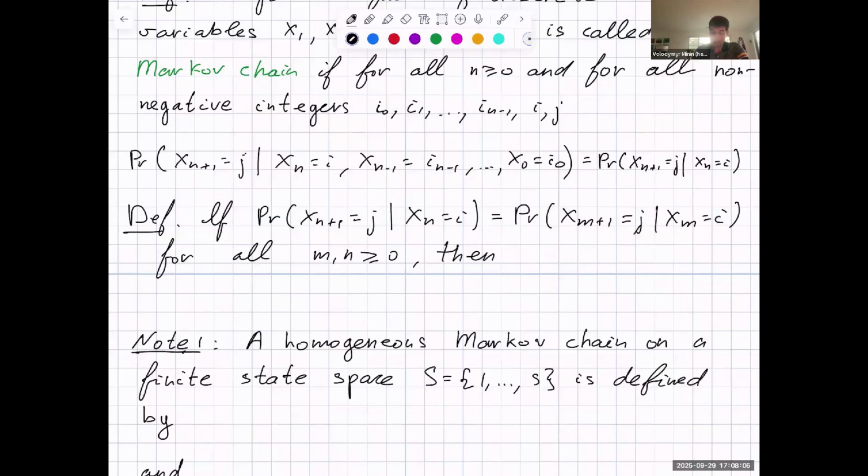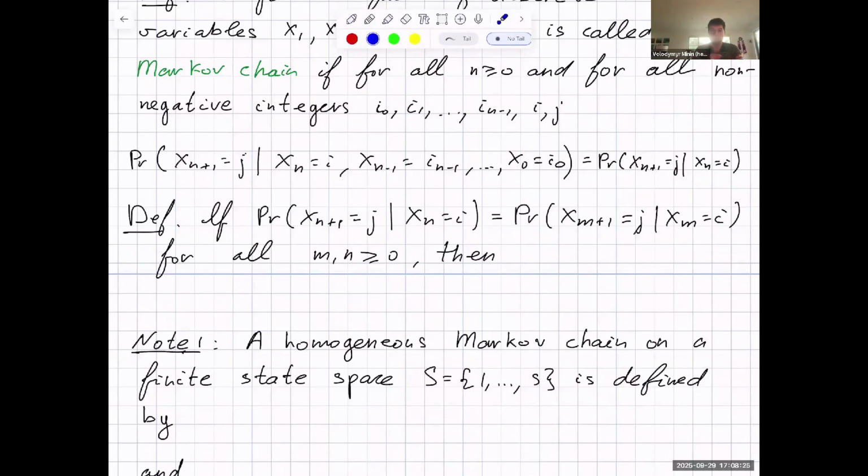Now, notice what happens here. This is the Markov property. If I have the following stronger statement, it doesn't really matter if I'm at step n right now or step m, the probability of going from i to j is the same no matter where I am in the chain, right?